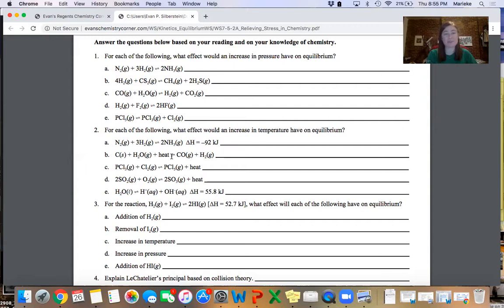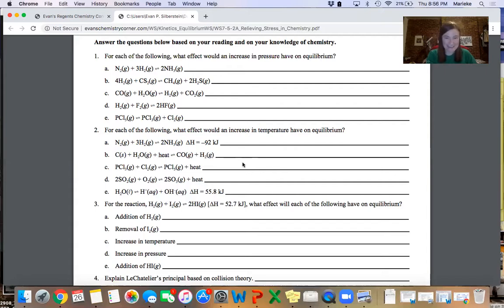B, we're looking at an endothermic reaction. We can see that because heat is written in here on the left of the arrow. If we have an endothermic reaction and we increase the temperature, the reaction is going to shift to use up that extra heat. So C and H2O are going to react to make CO and H2. The reaction is going to shift to the right.